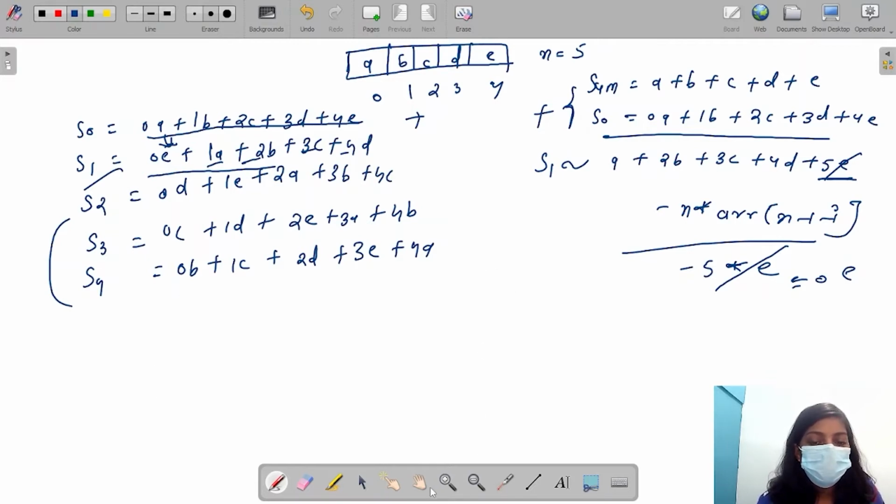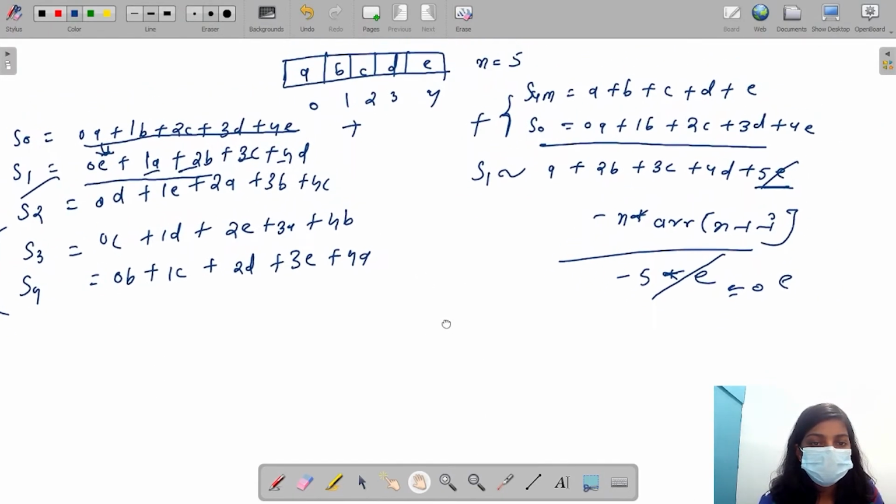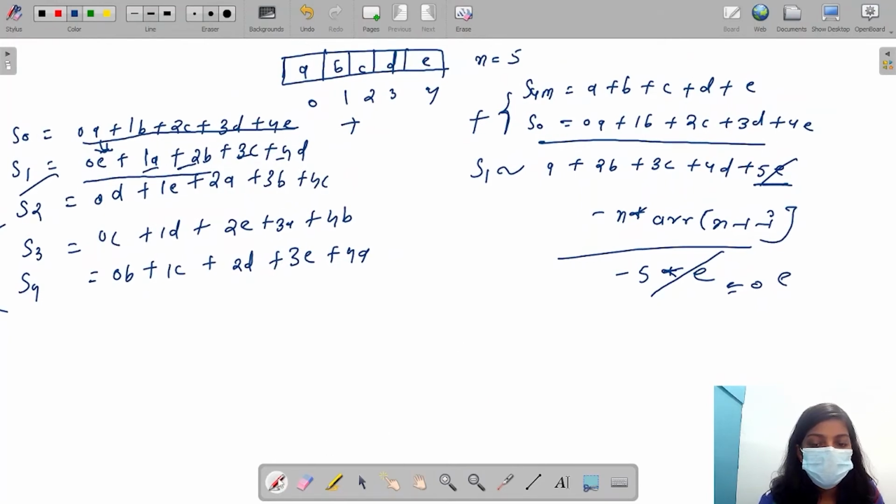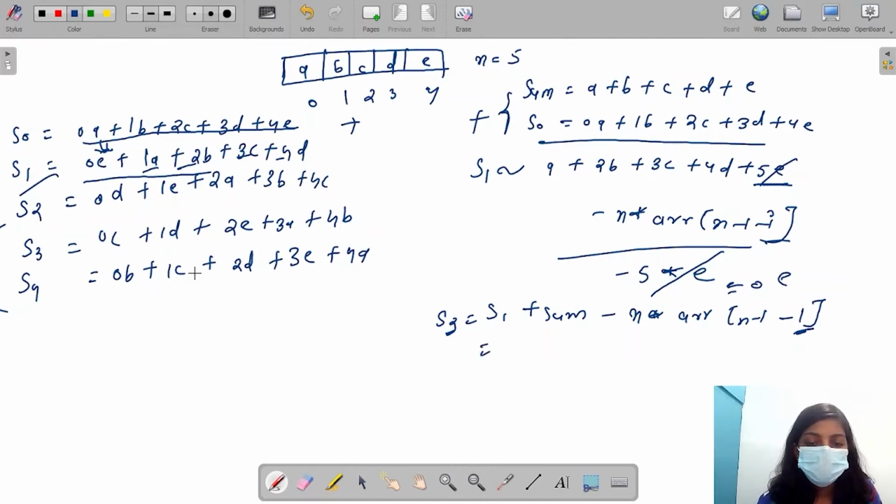Now similarly, if I have to find S2 using S1, how will I do that? I will add the array sum to S1 and again do the same, n multiplied by ARR of n minus 1 minus I, because I here is equal to 1, because for S2, I should be equal to 1, right? So here it will become, let's calculate this.